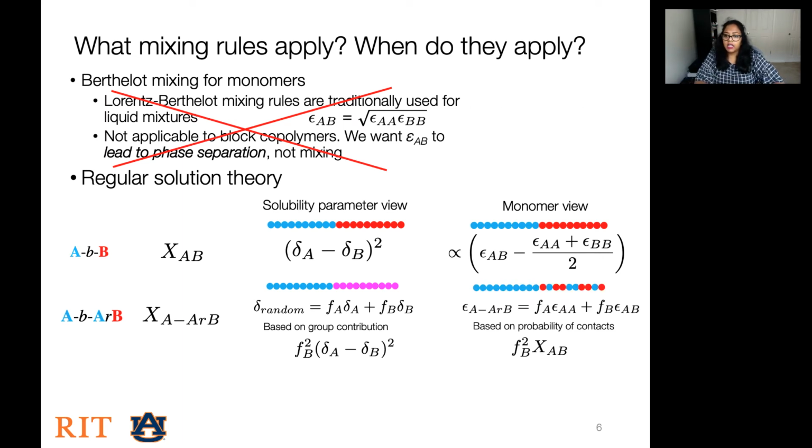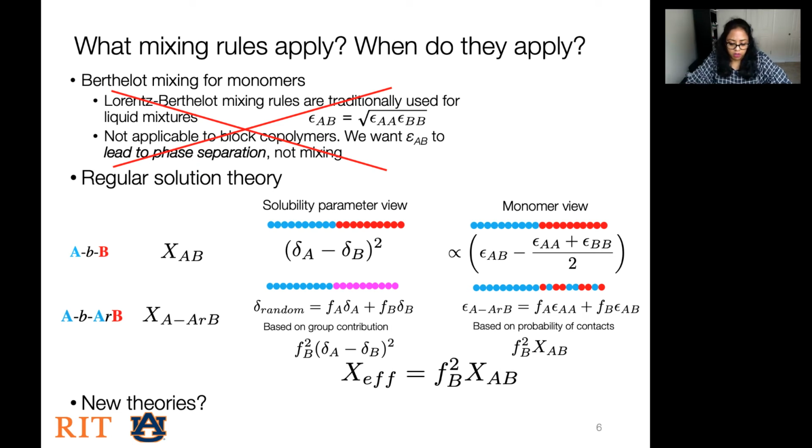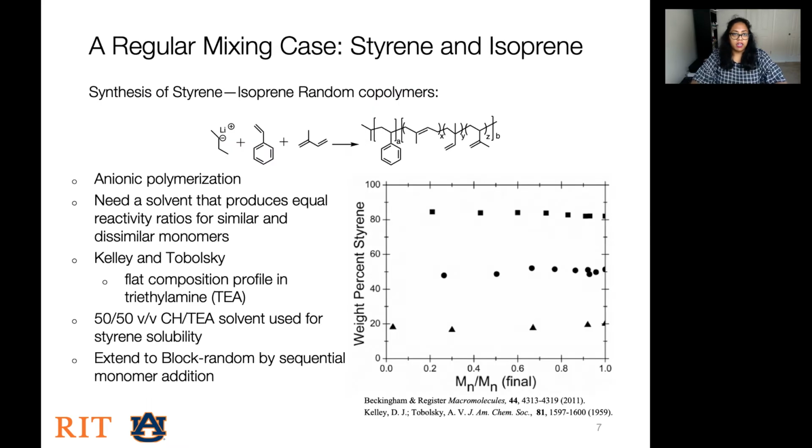And again, you can do the same thing for the monomer view, and you have to do a little bit of math. The epsilon A to ARB is based on the probability of the contacts between each of these monomers. And so overall, you're going to get chi effective is equal to Fb squared times chi AB. So if it follows regular mixing theory, we will end up with this expression. And if that's not true, we might have to think about new theories for block random copolymer thermodynamics.